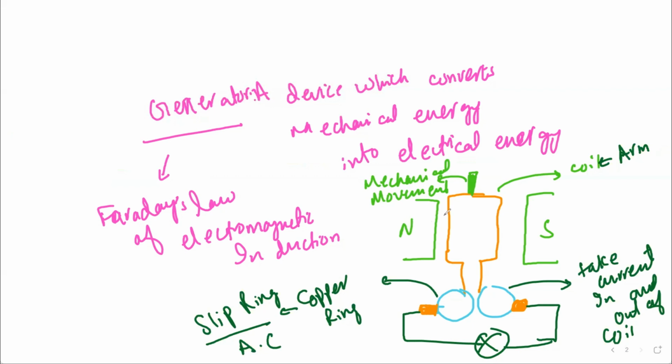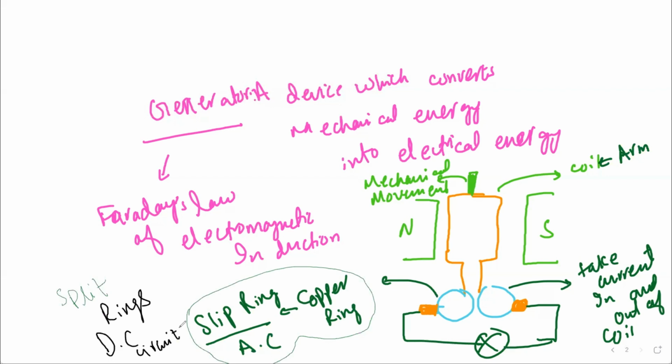So, are slip ring and split ring the same thing? No. Slip rings, as I mentioned here, are for the AC circuitry. And split rings, which are also known as commutators, are used in DC circuitry.